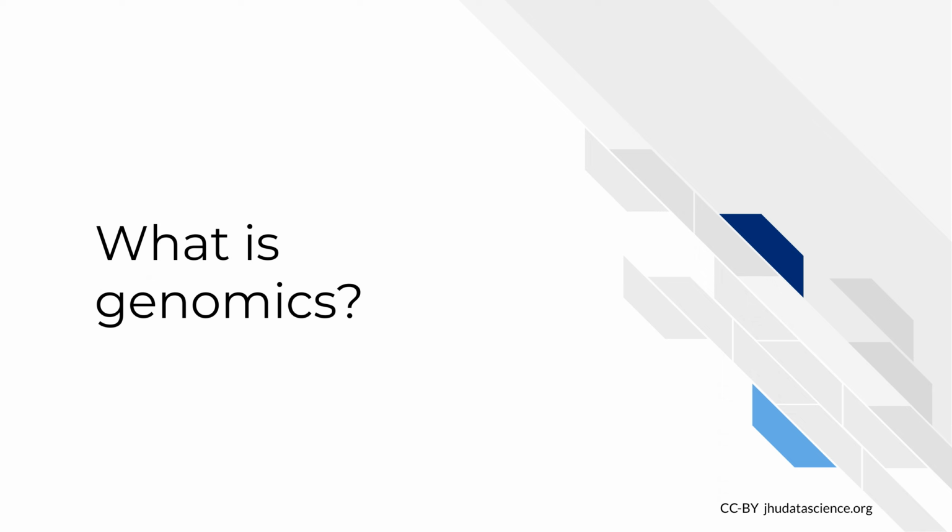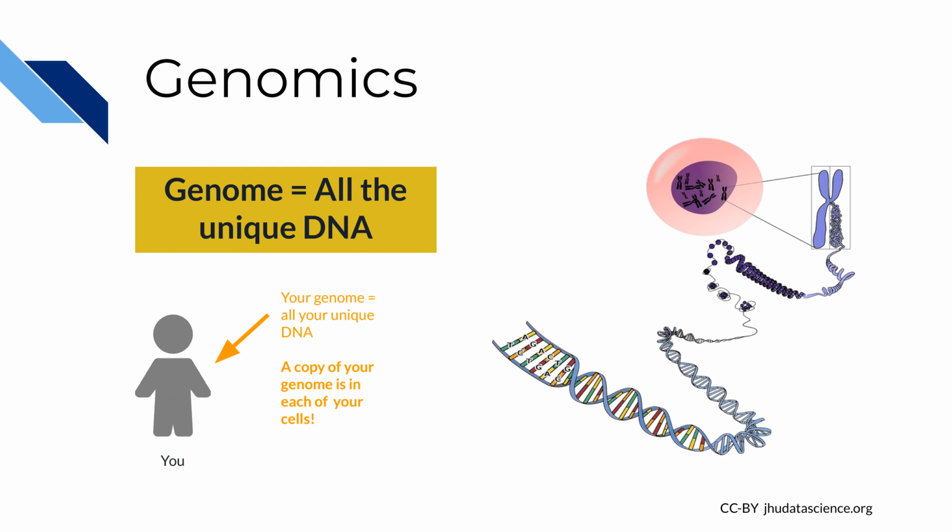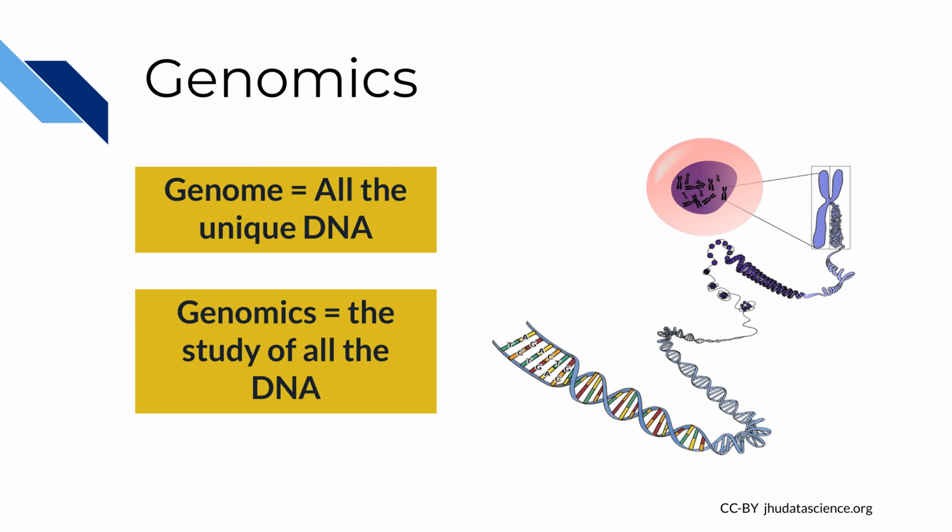What is genomics? How does the study of genomics relate to DNA and variants? The genome is just a fancy way of saying, all of the DNA. Genomes are specific to individuals, so your genome is all of your unique DNA. A copy of your whole DNA sequence can be found inside each of your cells. This means we can determine your genome from any one of your cells, such as the epithelial cells you collect in a cheek swab. Genomics is simply the study of genomes, of all of the DNA in a cell.